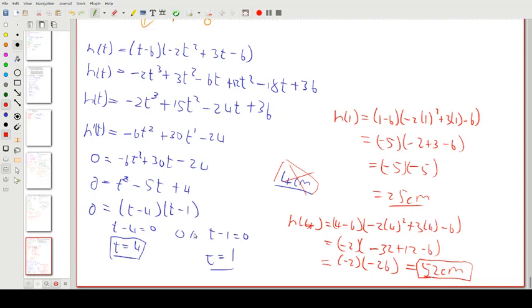Right, so I almost made a mistake because I didn't check my units. This was t equals 4 or t equals 1, and we wanted the maximum height. So this is when the maximum height is, and this is the maximum height. So that's one local maximum. Here's another local maximum. Right, so 52 centimeters, that is our final answer.